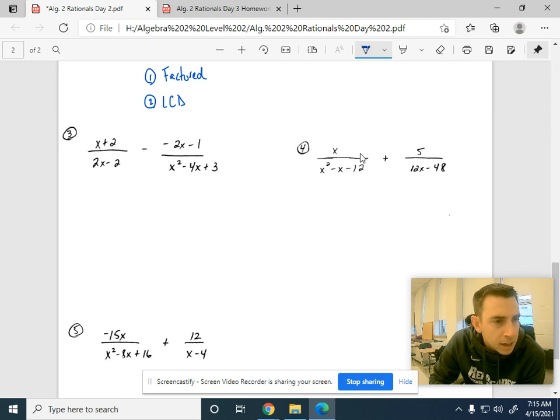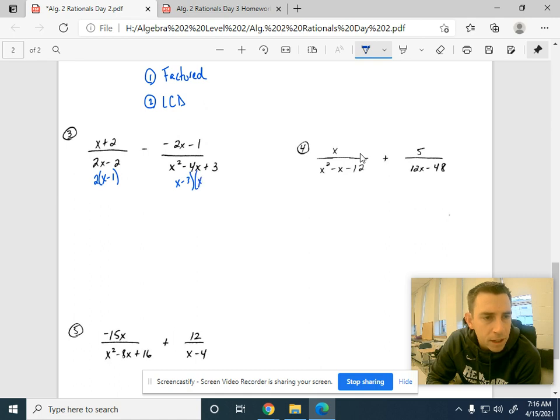So I'm looking at this denominator here and I'm saying to myself, okay, I need to take out a 2, and I'll have x minus 1. And then I'm looking at this denominator, I'm thinking factors of 3 that can give me negative 4. So that's going to be x minus 3 and x minus 1.